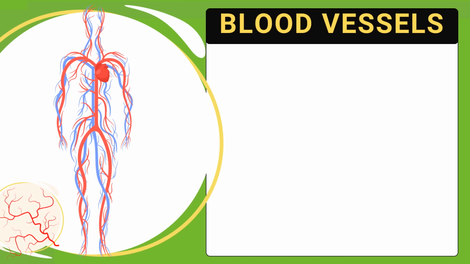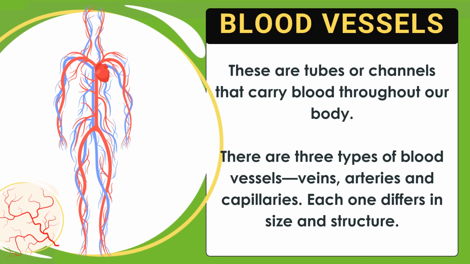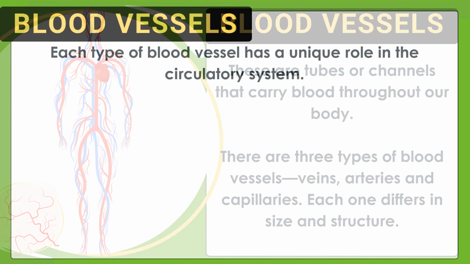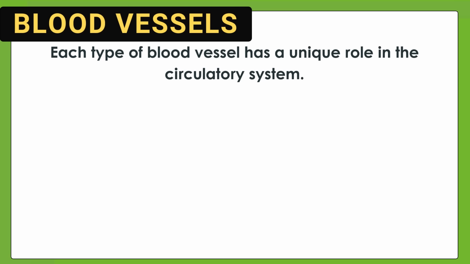We also have the blood vessels. These are tubes or channels that carry blood throughout our body. There are three types of blood vessels: veins, arteries, and capillaries. Each one differs in size and structure. Each type of blood vessel has a unique role in the circulatory system.